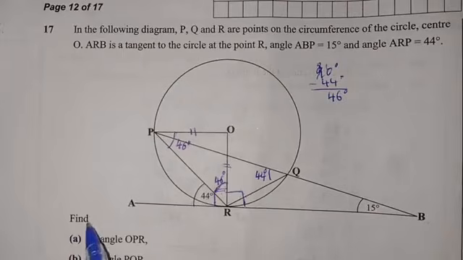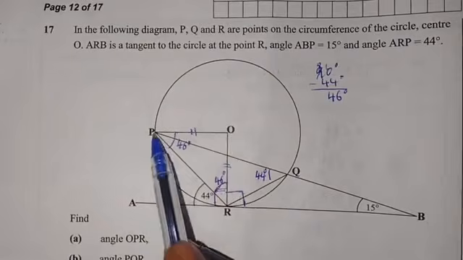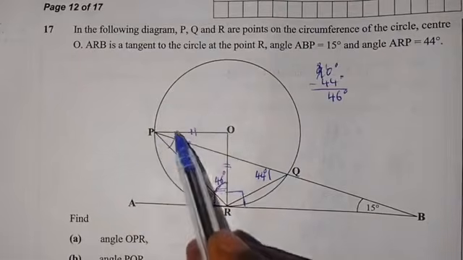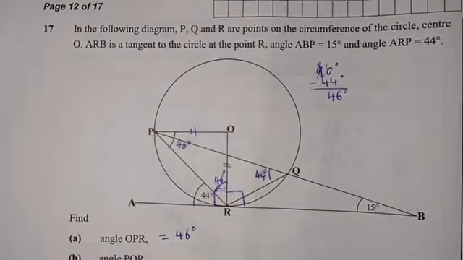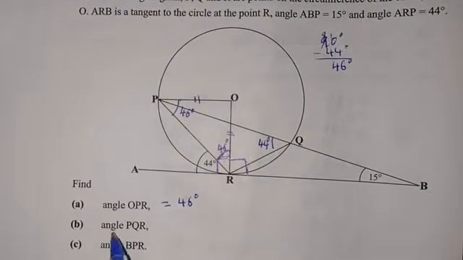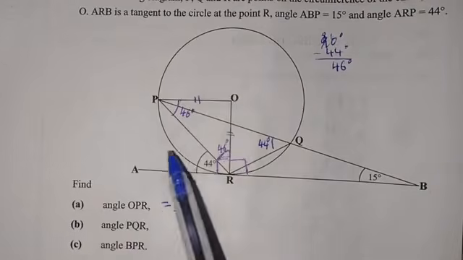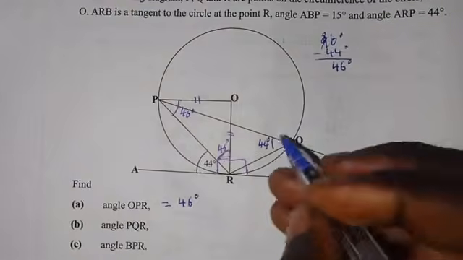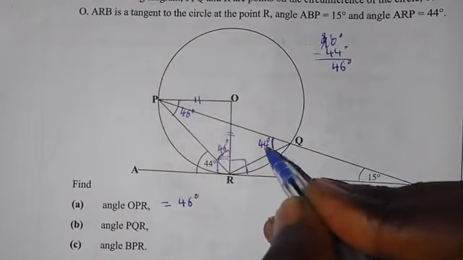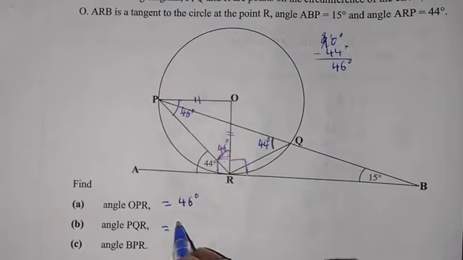So now you can say find angle OPR. OPR, the angle right here. This angle, we have said this is 46 degrees. Then we come to the second one. Find the angle PQR, which is this angle right here. As you can see, we have 44 degrees.